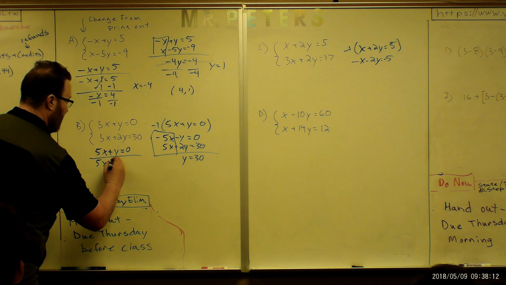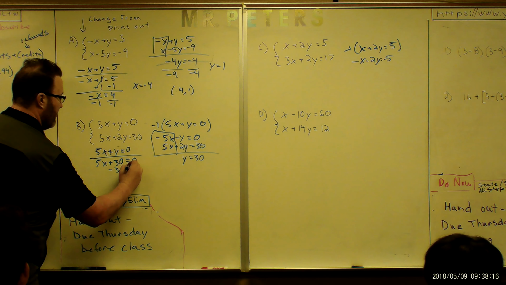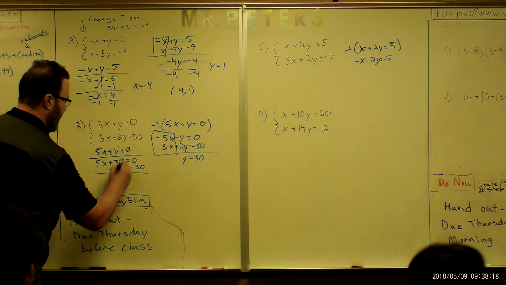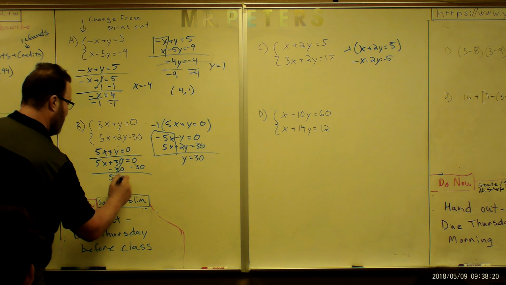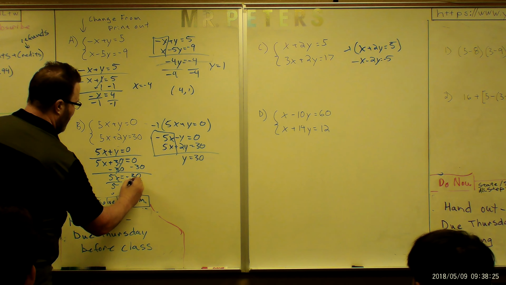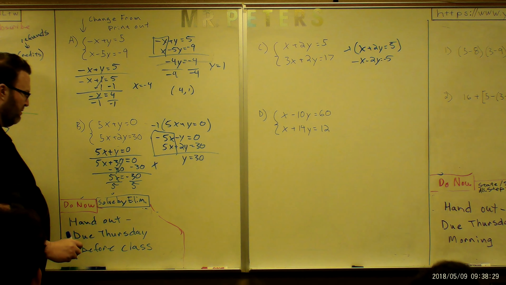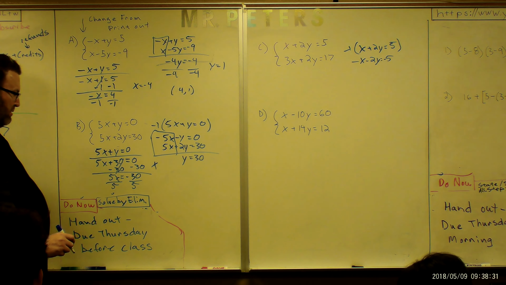5x plus 30 equals 0. Minus 30, minus 30, cancels. 5x equals negative 30. Divide by 5, divide by 5. What's my x? What about the 2? -6. The 2. Isn't it 2y something?